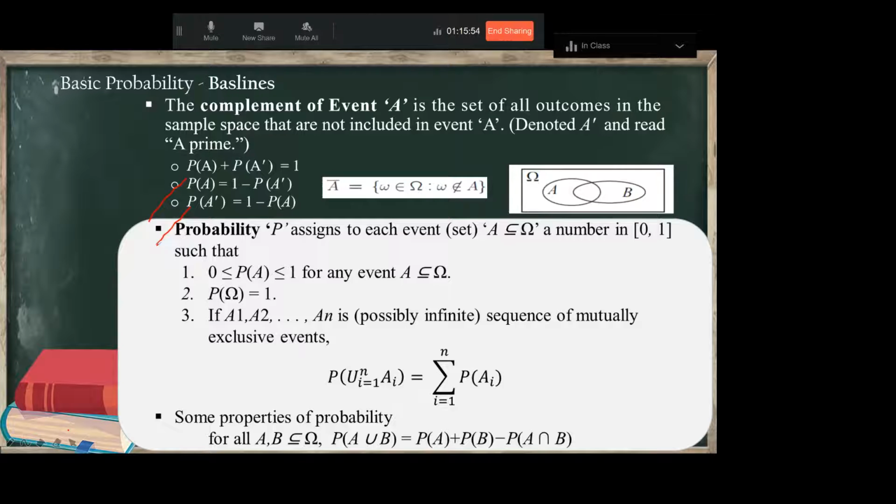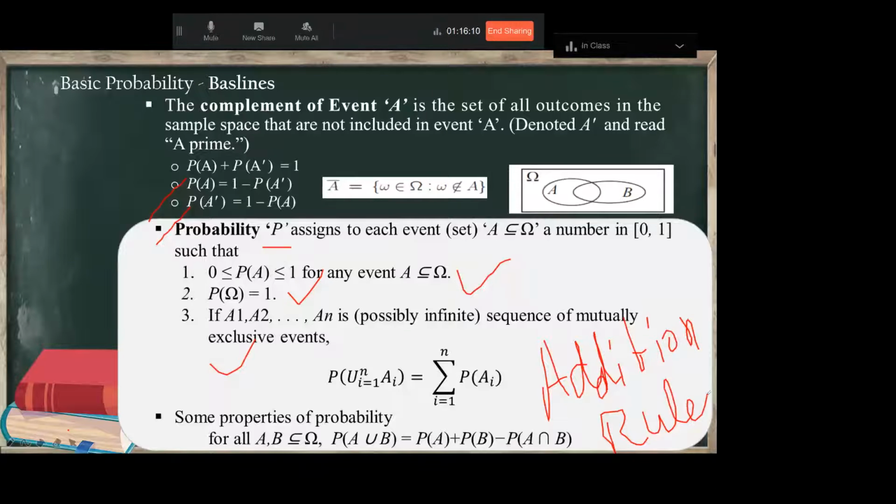Let's say, the probability P assigns these properties I just explained to you on the board. This is also known as the addition rule. So this is for mutually exclusive events. This is for not mutually exclusive events. Got it?